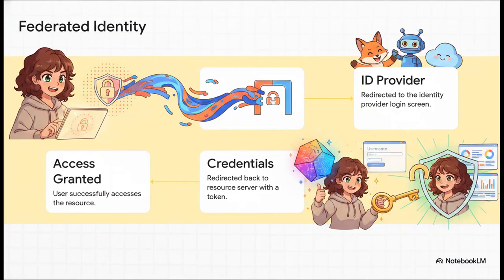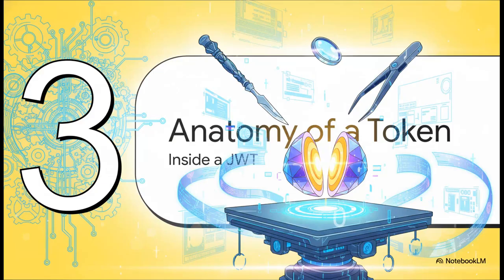Here's how that federated flow actually plays out. Picture this. You try to access a protected dashboard. The resource server says, "Hold on," and redirects you to the authorization server, which then hands you off to an identity provider to log in. Once you successfully authenticate, you're redirected back to the resource server carrying an access token. And guess what? That token is almost always encoded as a JWT. It grants you access without ever exposing your actual password to the resource server. It is incredibly efficient. All right, Section 3, Anatomy of a Token.